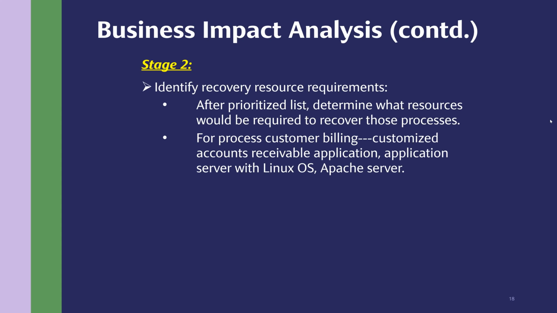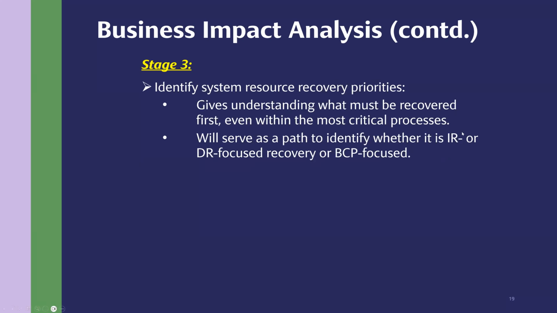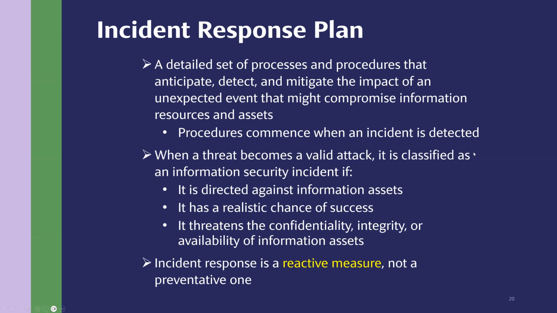And stage 3 here is that you need to identify system resource recovery priorities. Even though we have made a prioritized list, we still need to find which are the most critical processes among them, because that is going to serve as a path for us to implement IR, DRP, or BCP based on those processes. So these are the 3 different stages of business impact analysis.